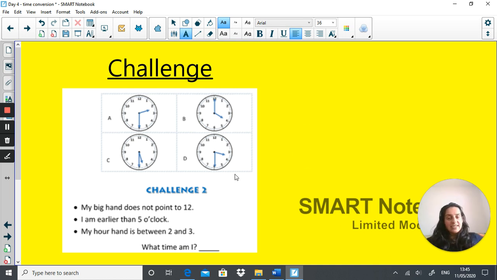So have a go at that. It's quite a good way of testing your knowledge on time and what the big hand shows, what the minute hand shows, what the hour hand shows. Have a go.